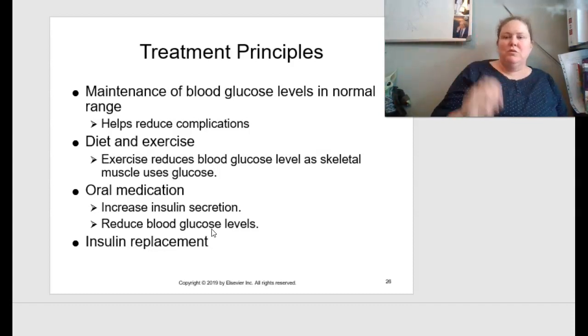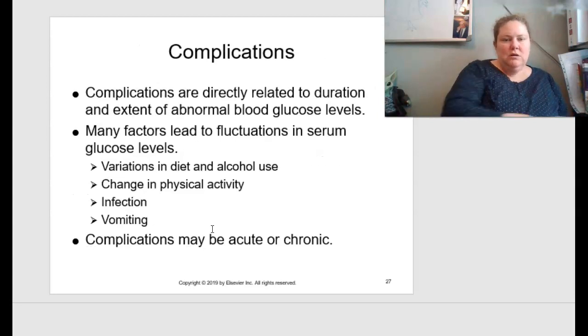And so that will overall reduce your overall sugar levels. You can also use oral medication, and this would cause you to either stimulate or increase your insulin secretion, or reduce the amount of blood glucose, and therefore reduce the blood glucose level. Or you can also do insulin replacement therapies. Okay, so if you're not producing it, then you're going to need to take a shot in order to make sure that your sugar stays at the level that it needs to.